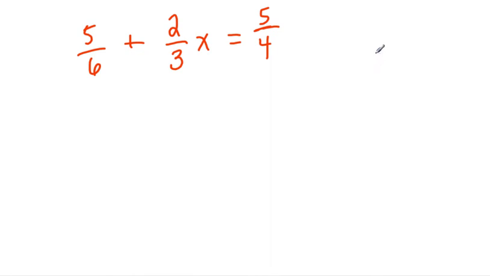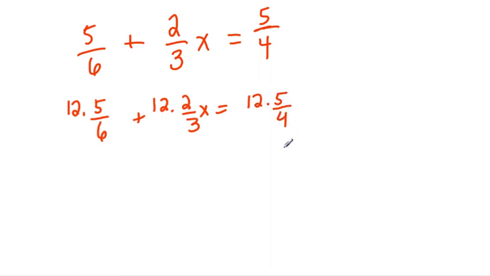What would I multiply by to get rid of the fractions? 12. Why 12? Did you say 12, Savannah? Why? 6, 3, and 4, all three of those go into 12. So if I multiply 12 times 5/6 plus 12 times 2/3 x equals 12 times 5/4.